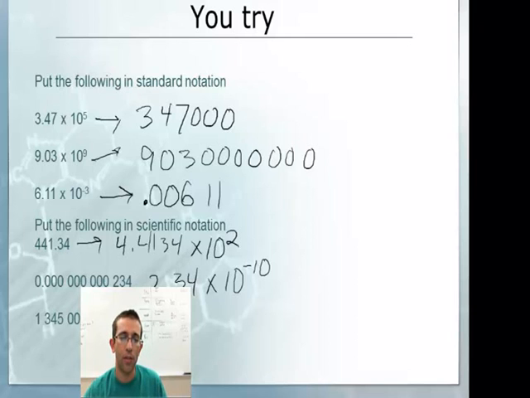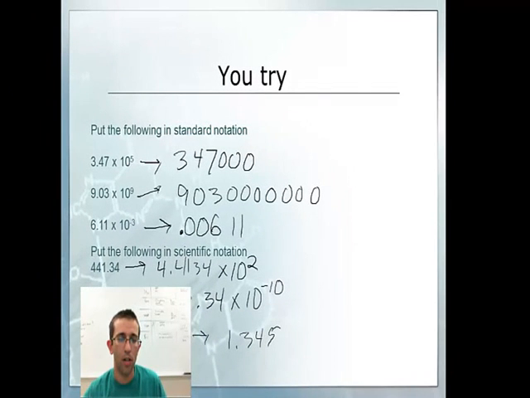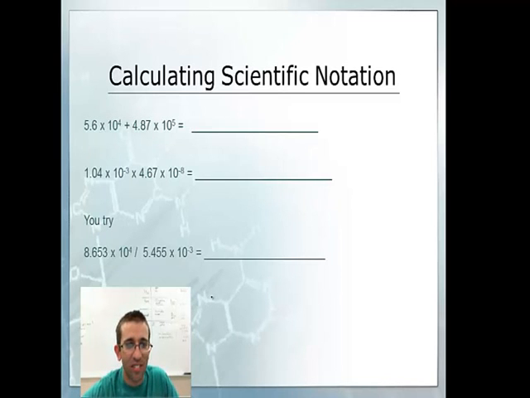And then we got this last one here, which is 1.345. Let's see how many places we have to move this. 1, 2, 3, 4, 5, 6, 7, 8, 9, 10, 11, 12, 13, 14, 15. So times 10 to the 15th power. There's scientific notation.